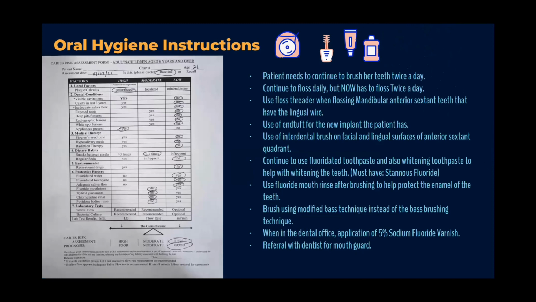For oral hygiene instructions, it's not much that we want her to modify. She's going to continue to brush twice a day. Flossing, we want her to floss twice a day now. She'd only flossed once before, but now we want her to do twice so we can help that plaque index score in between her teeth. We also want her to use Enta for her new implant. We want to make sure she takes good care of it.